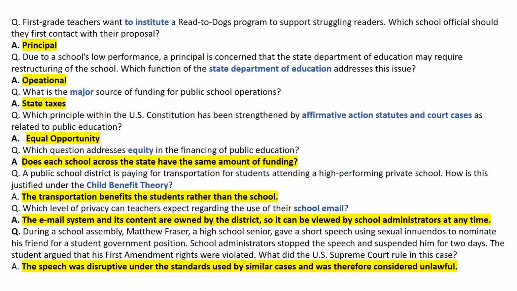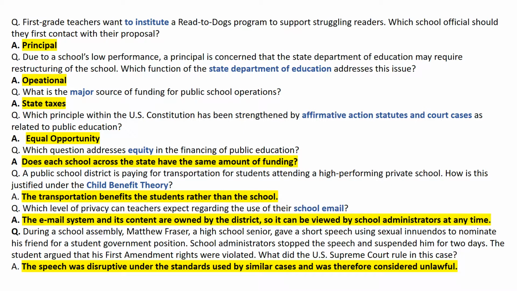Principal. Due to a school's low performance, a principal is concerned that the State Department of Education may require reconstructing of the school. Which function of the State Department of Education addresses this issue? Operational. What is the major source of funding for public school operations? State taxes. Which principle within the United States Constitution has been strengthened by affirmative action statutes and court cases as related to public education? Equal opportunity. Which question addresses equity in the financing of public education? Does each school across the state have the same amount of funding?